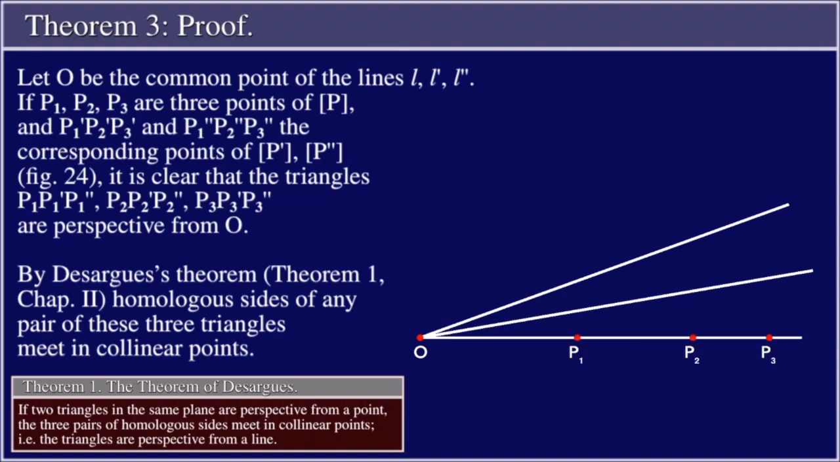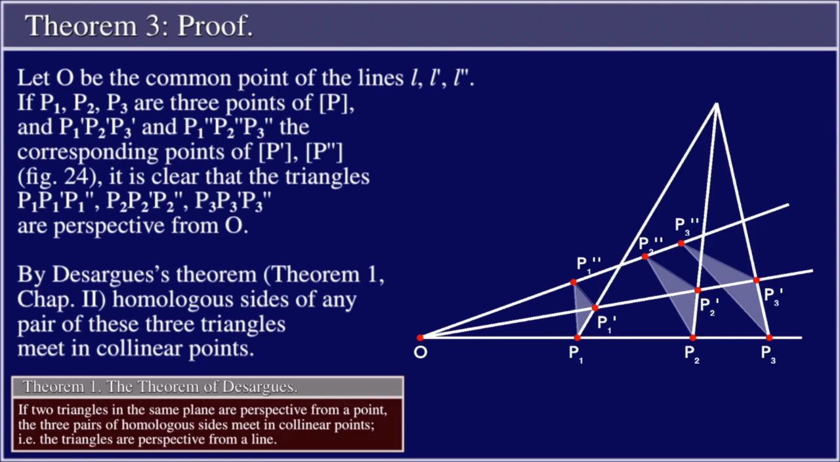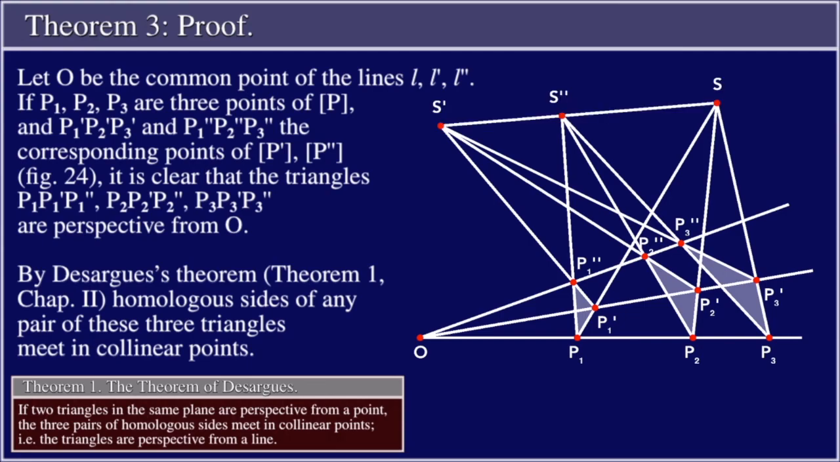If P1, P2, and P3 are the 3 points of P, and P1', P2', P3', and P1'', P2'', P3'' the corresponding points of range P' and range P''. Figure 24. It is clear that the triangles P1 P1' P1'', P2 P2' P2'', P3 P3' P3'' are perspective from O. By Desargues' theorem, Theorem 1 of Chapter 2, homologous sides of any pair of these 3 triangles meet in collinear points. The conclusion of the theorem then follows readily from the hypothesis.